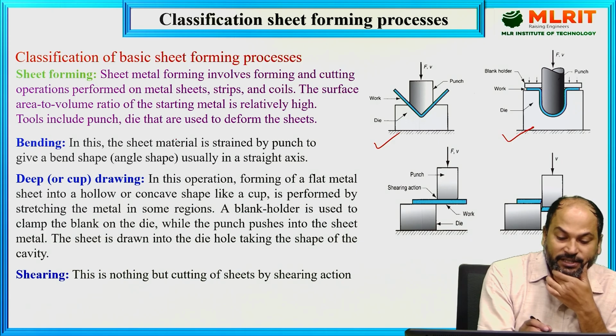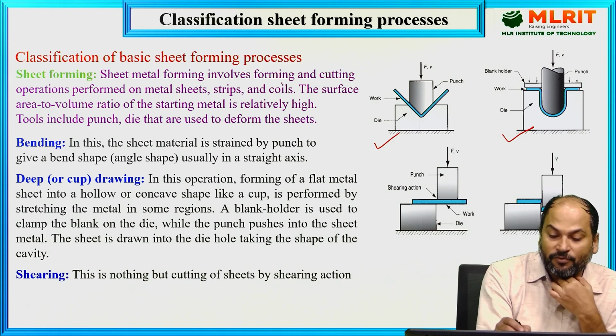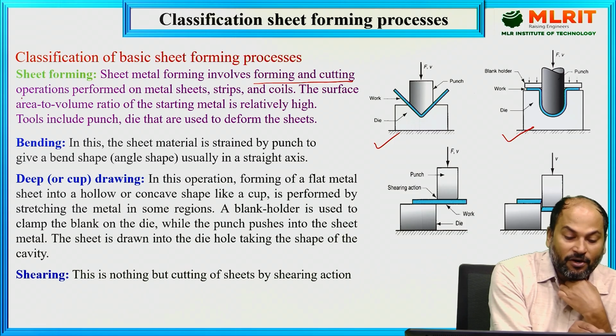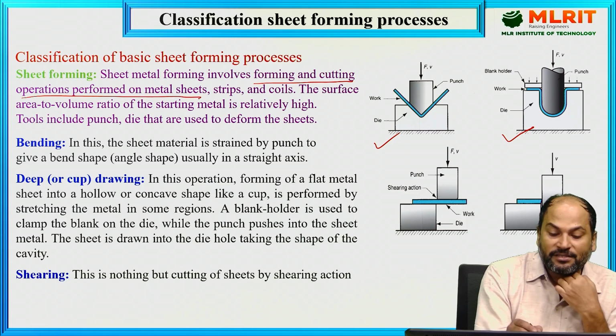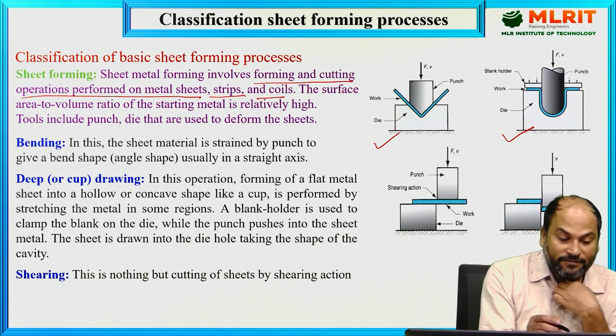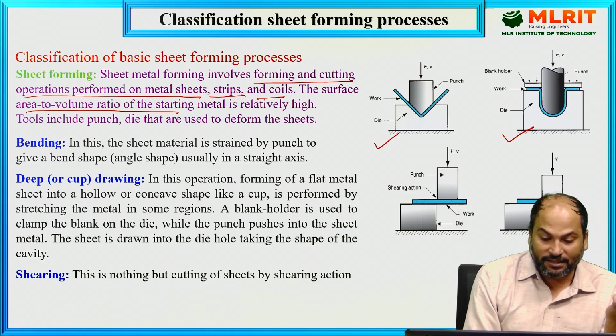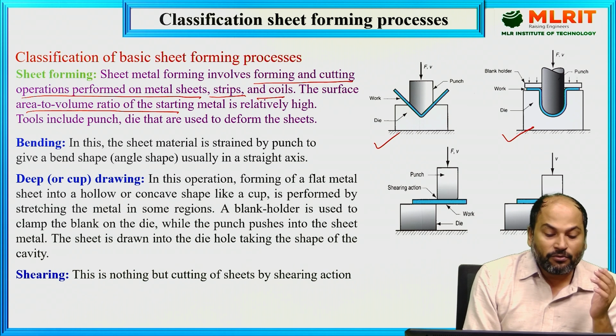In sheet, this is very important to understand that sheet metal forming is forming and cutting operations performed on metal sheets, strips, and coils. Now the surface area to volume ratio generally is more if we compare with bulk forming. Tooling includes punch and die.